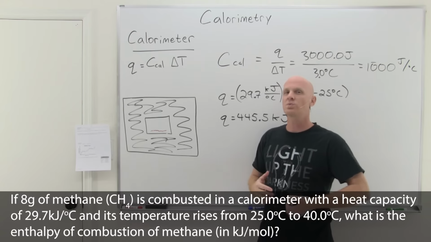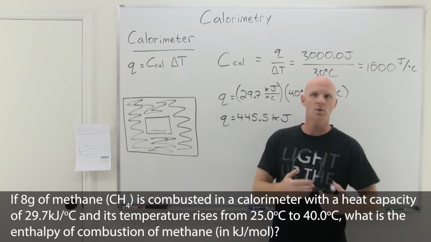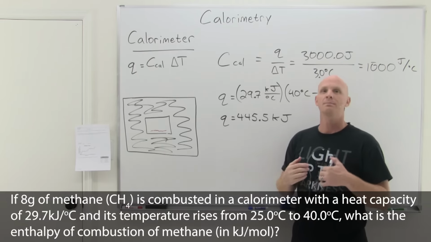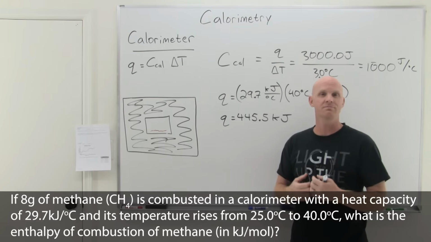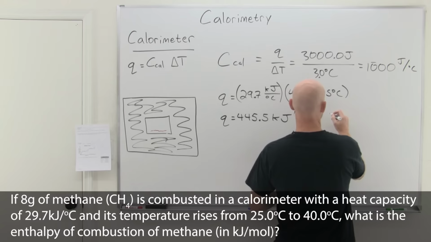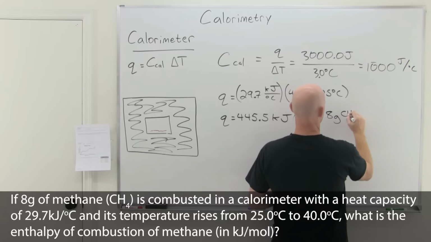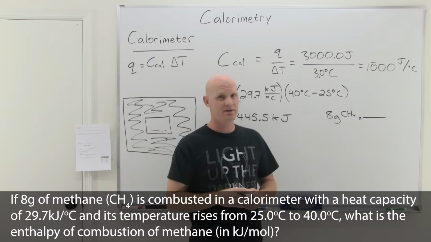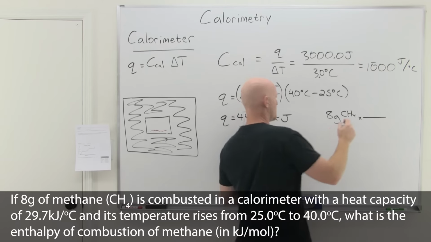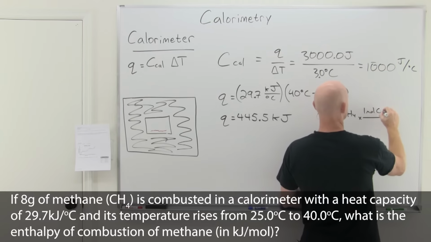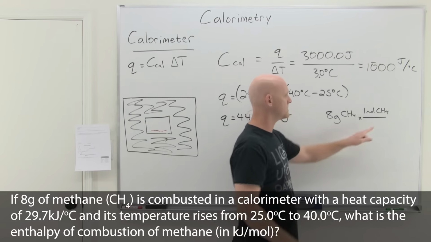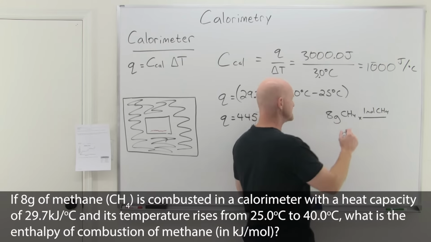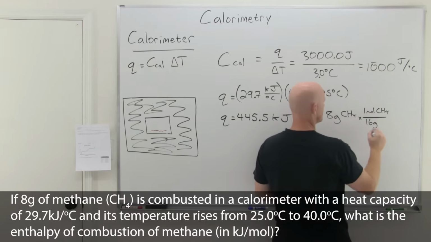So the key is we want to scale it per mole of methane. To get units of kilojoules per mole, we need to take the total kilojoules divided by the total number of moles of methane we used. In our case, we used 8 grams of methane, so we need to divide by the molar mass to convert that into moles. Molar mass comes right off the periodic table, and 1 mole of CH4, if you look on the periodic table, carbon is 12. Each of the hydrogens is 1, for an additional 4. So it's roughly 16 grams per mole.